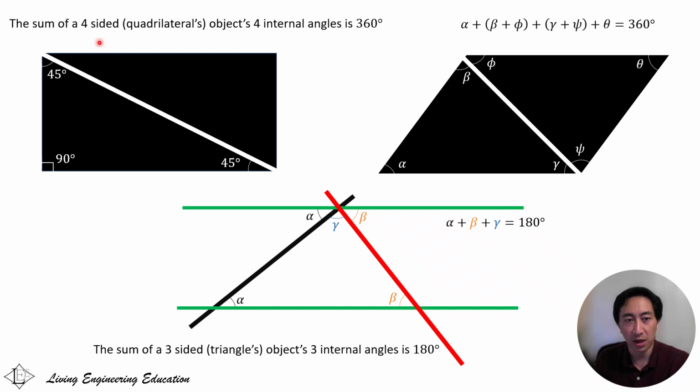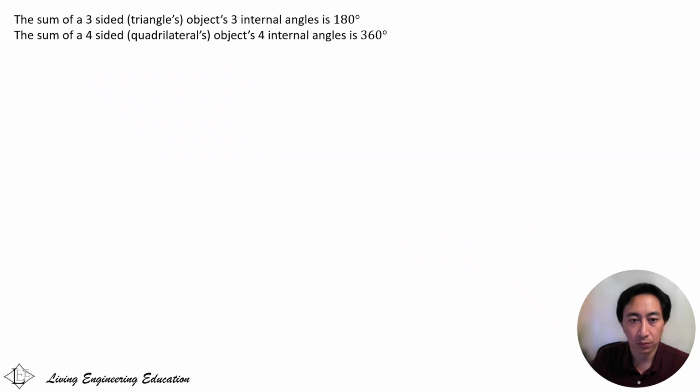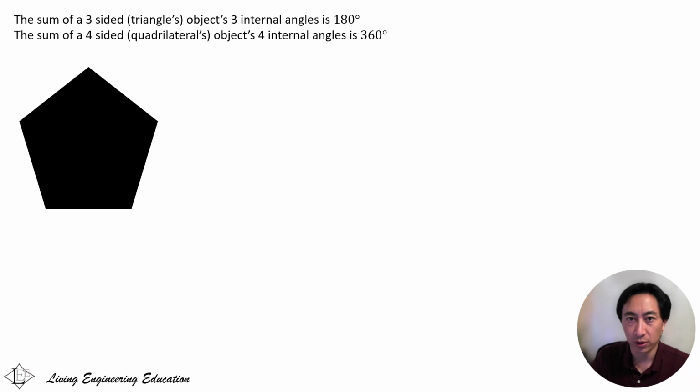So we see that a four-sided object has an internal angle sum of 360. A three-sided object has an internal angle sum of 180 degrees. Next, we're going to take a look and see if we can generalize this to more sided objects. And can we find an equation that nicely describes what the sum is? So first we're going to look at a pentagon, a five-sided object. And I want to understand the sum of the internal angles here.